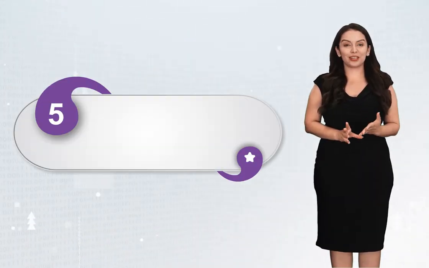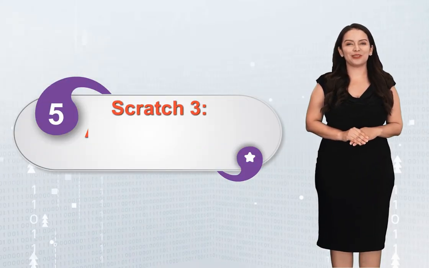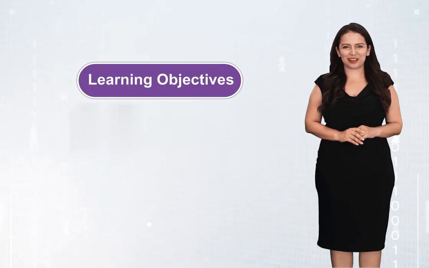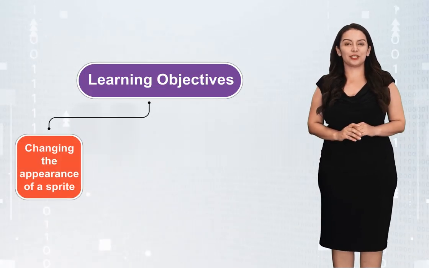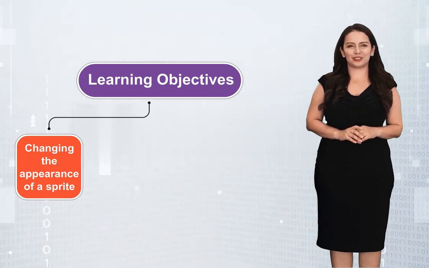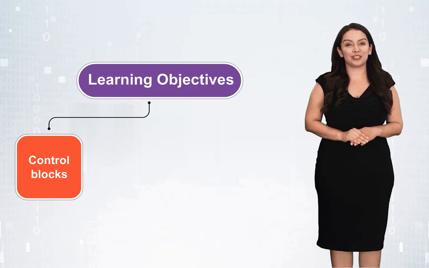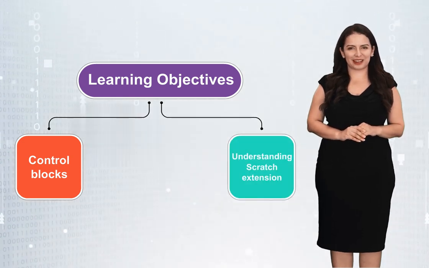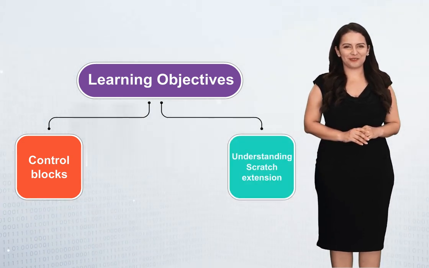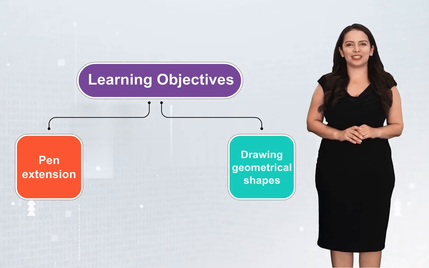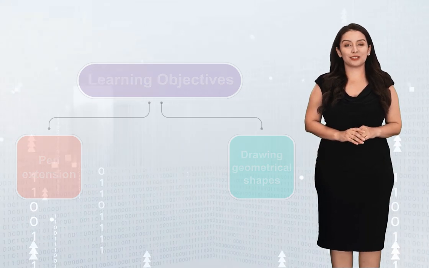Chapter 5 Scratch 3 A Programming Adventure. Learning Objectives. Changing the appearance of a sprite. Sensing blocks. Control blocks. Understanding Scratch extension. Pen extension. Drawing geometrical shapes.